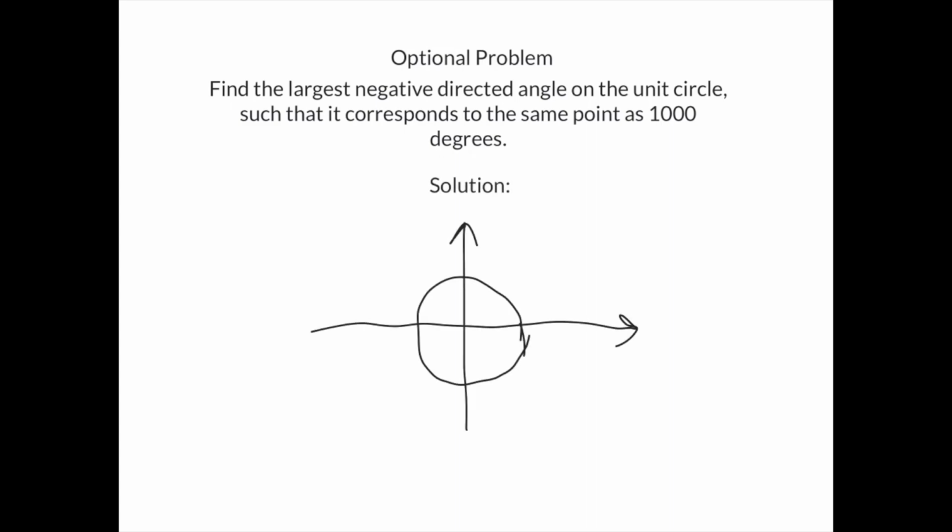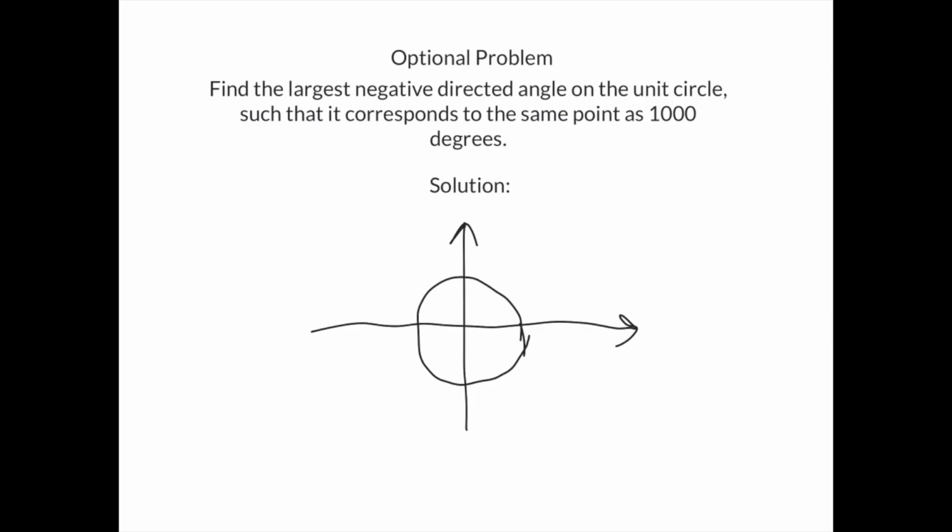Find the largest negative directed angle on the unit circle such that it corresponds to the same point as 1000 degrees. And note that larger negative numbers have smaller absolute values. For example, negative 1 is larger than negative 100. Here's the solution. Let's draw a unit circle.